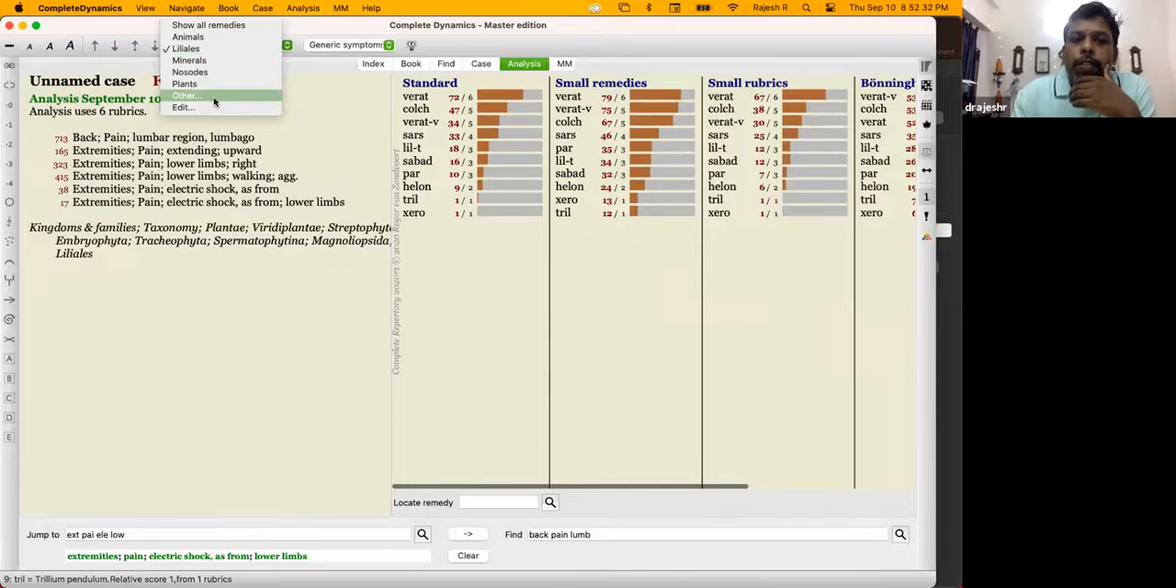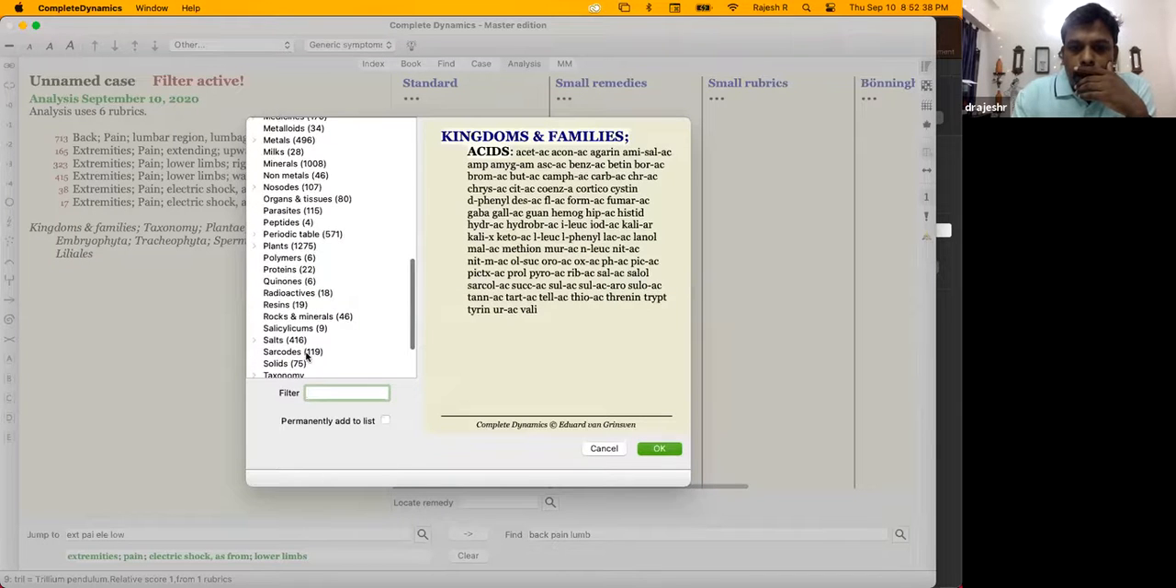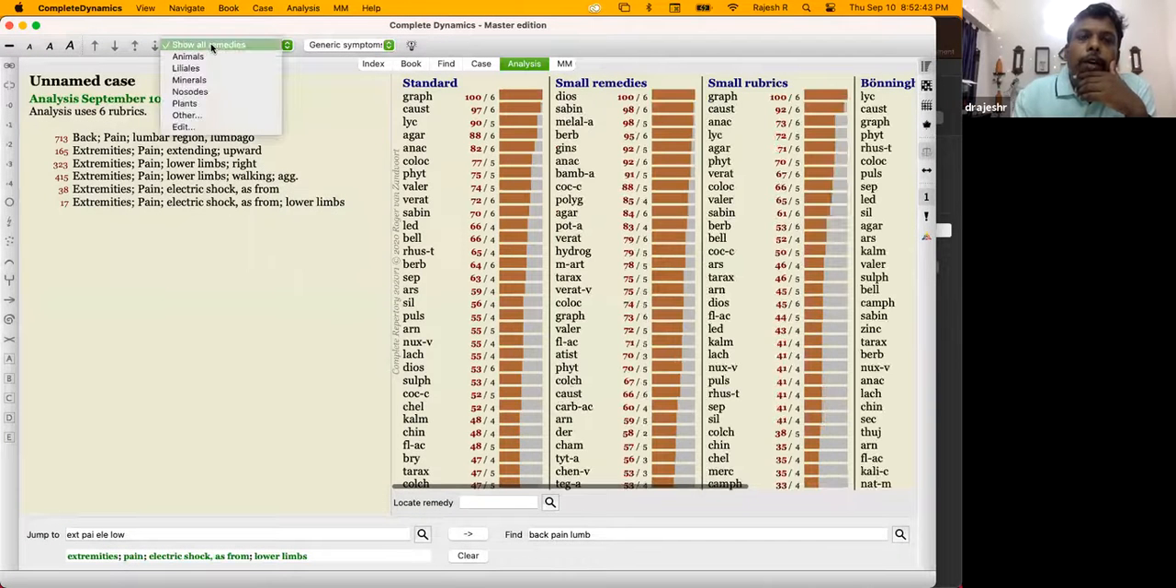Or what I usually do is, if I want to compare a couple of remedies, I do it this way.